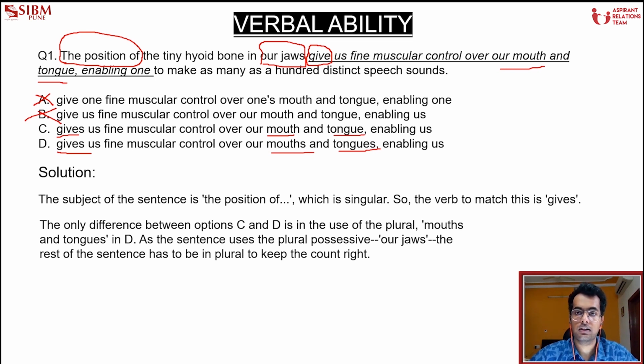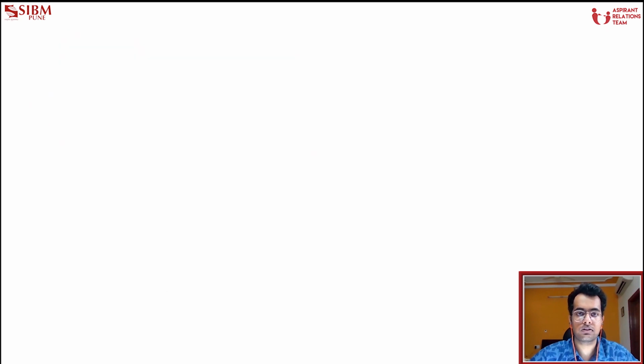So therefore D looks more suitable because mouths and tongues are written in plural. Therefore the correct answer is option D, and C is eliminated, right? So it was a very simple question, and we just need basic knowledge of the verbal ability section. Let's look at the next question.